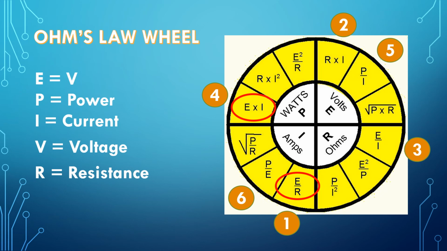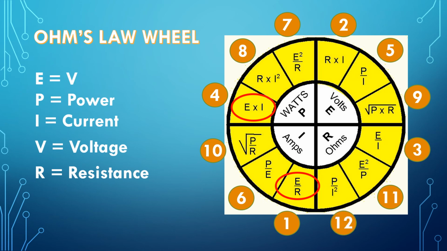So in sequence, as what we have done, this is the sequence. We have formula number 7, E squared over R, formula number 8, I squared R, formula number 9, square root of P times R, formula number 10, square root of P over R, formula number 11, E squared over P, and formula number 12, P over I squared. This is the complete Ohm's law wheel formulas or equations.